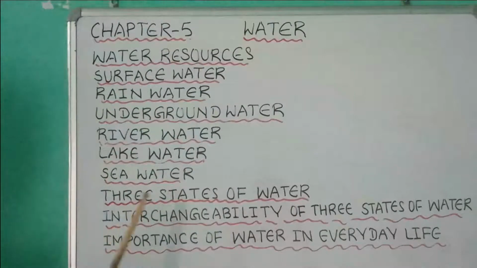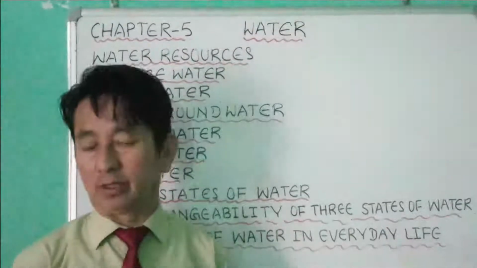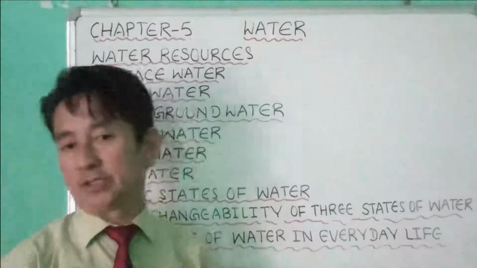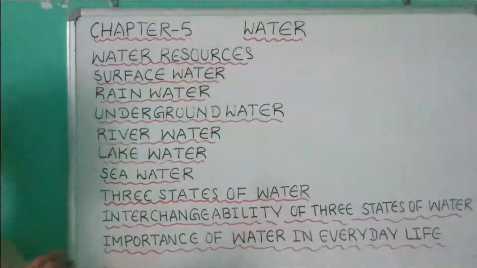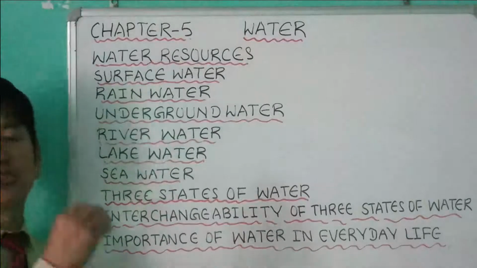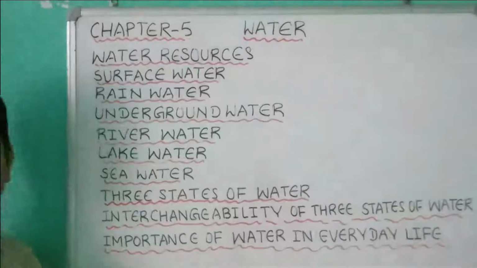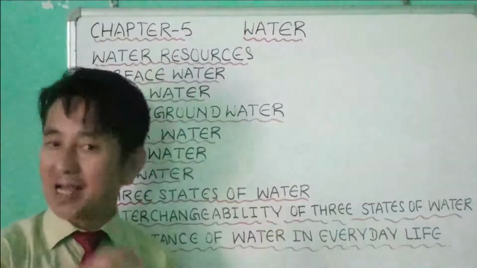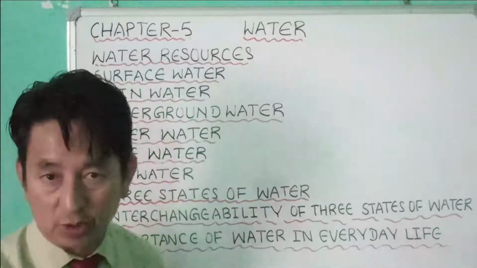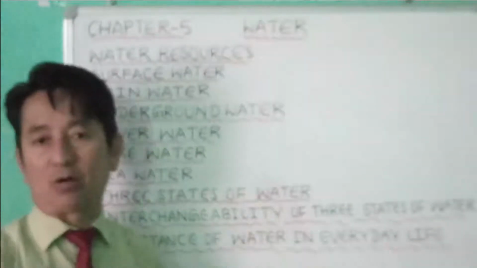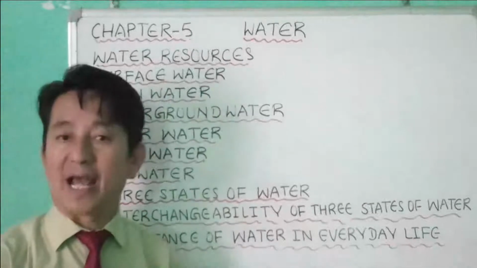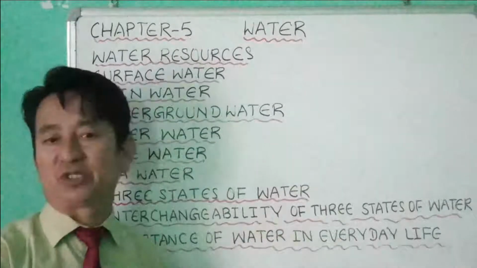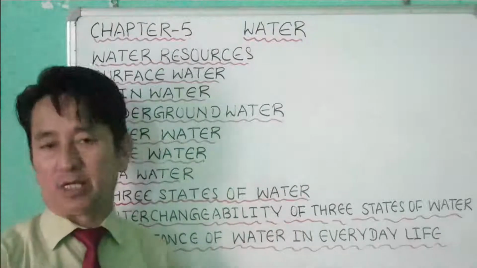Now next, interchangeability of the 3 states of water. It means that water can be changed from one state to another and back to the original state. As you know, when ice is heated, it melts and changes into water. Ice is the solid form of water and water is the liquid form. This change of state is known as melting or fusion. Melting or fusion is the change of state from solid to liquid on heating.